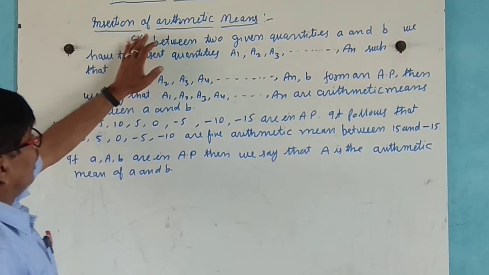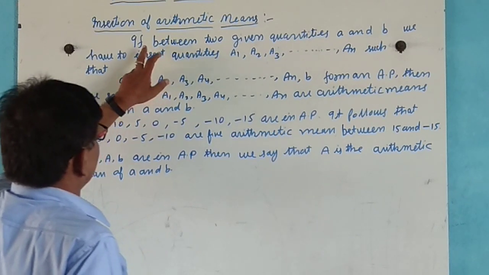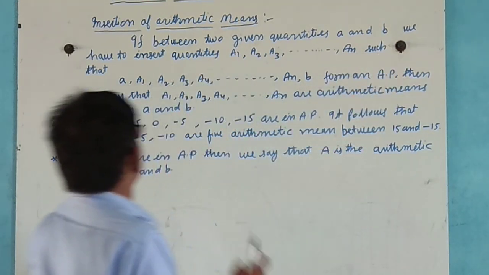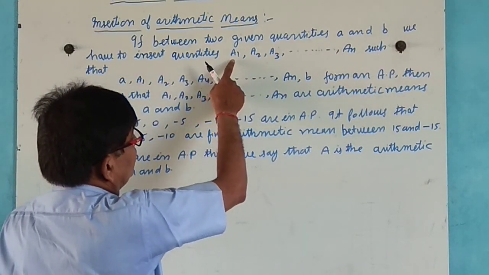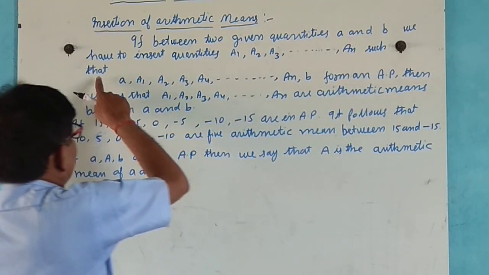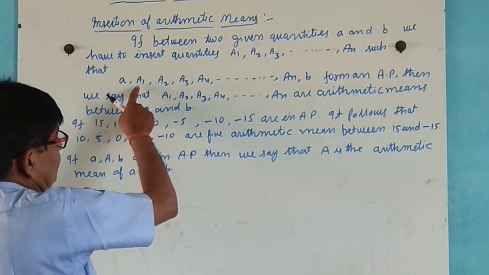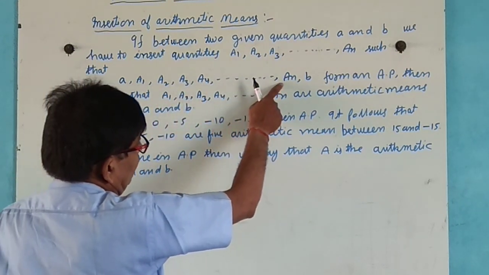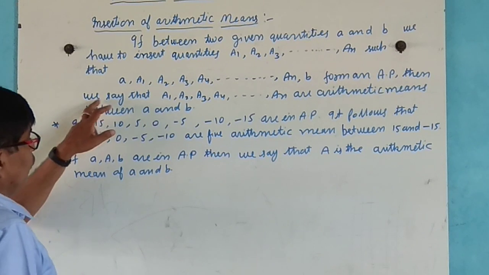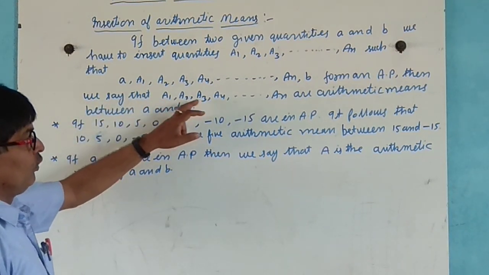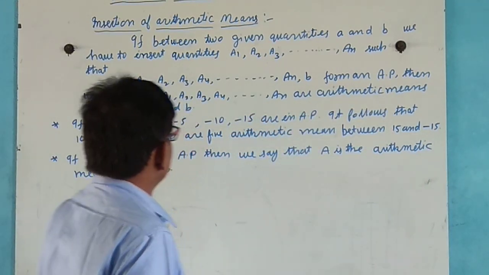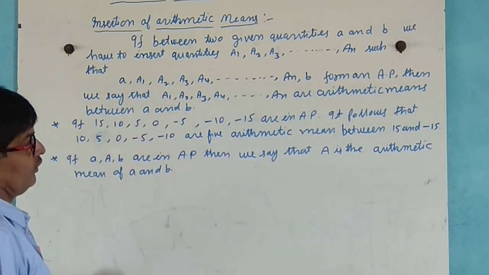Now, insertion of arithmetic means: if between two given quantities A and B, we have to insert quantities A1, A2, A3, An such that A1, A2, A3, A4, An and B form an AP, then we say that A1, A2, A3, A4, An are the arithmetic means between A and B.